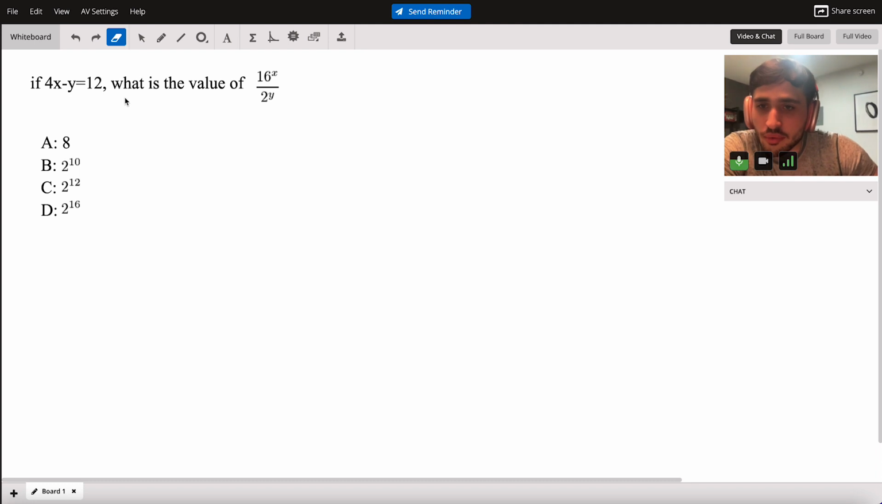Whenever you see an exponential expression on the SAT, it's very important that you reduce the bases so they look the same. By that I mean this. You see how it's 16 to the power of x and 2 to the power of y? Let's try writing 16 as 2 to the power of 4, raised to x, can't forget the variable there. And then we have 2 to the power of y.